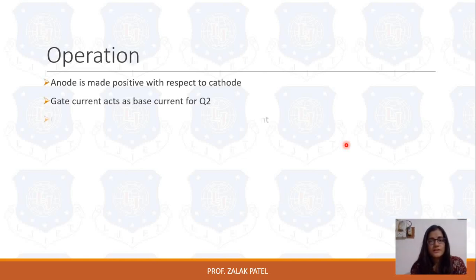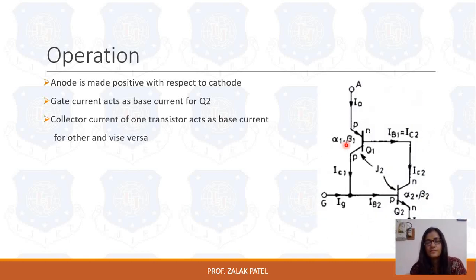For this, consider this figure. Here you can see that the base current of the PNP transistor works as the collector current for the T2 transistor, and in the same way the base current of the NPN transistor works as the collector current for the PNP transistor. Because of this type of construction, current multiplication takes place in both transistors.